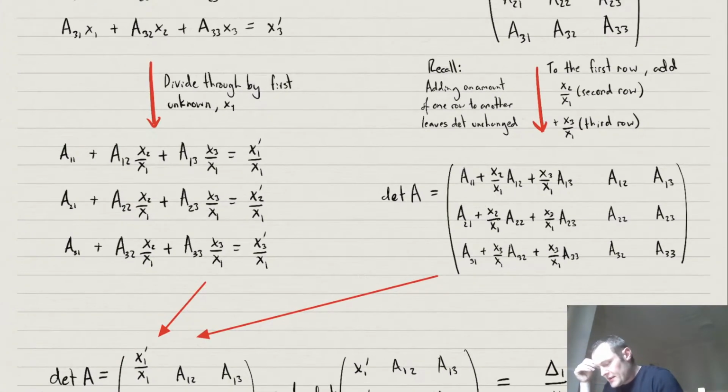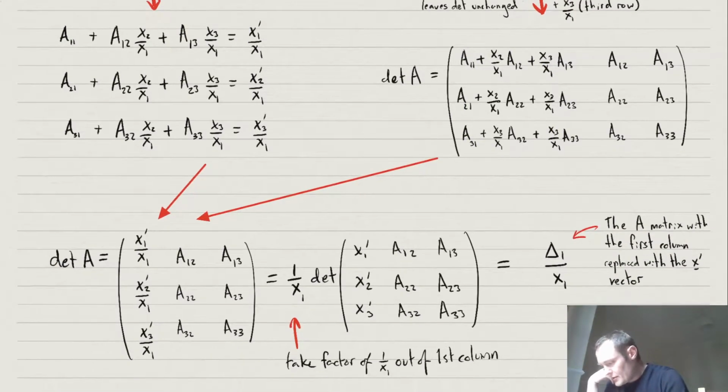Now, if I do that, then the first row looks a little bit complicated. It looks like this. The second row and the third row are unchanged. Now, why have I done that? The reason is because this row here is exactly the same as the left-hand side of these equations. And so I can replace the left-hand side with the right-hand side inside the matrix. So each one of these complicated-looking expressions gets replaced with x prime 1 over x1, x prime 2 over x1, and x prime 3 over x1.